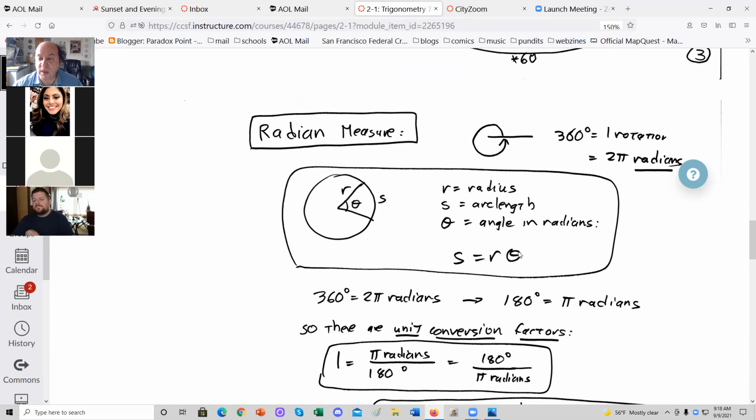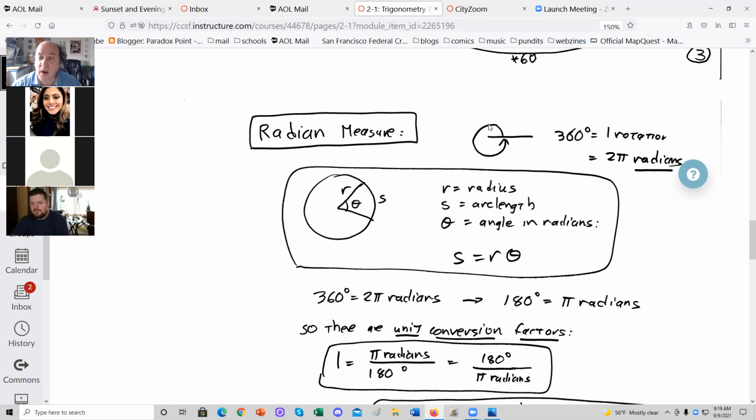Or in other words, theta equals s over r. I should add that in. That's page 4. I'm going to add that into the canvas, so I'll just write that over here. So angle in radians is the arc length divided by the radius.